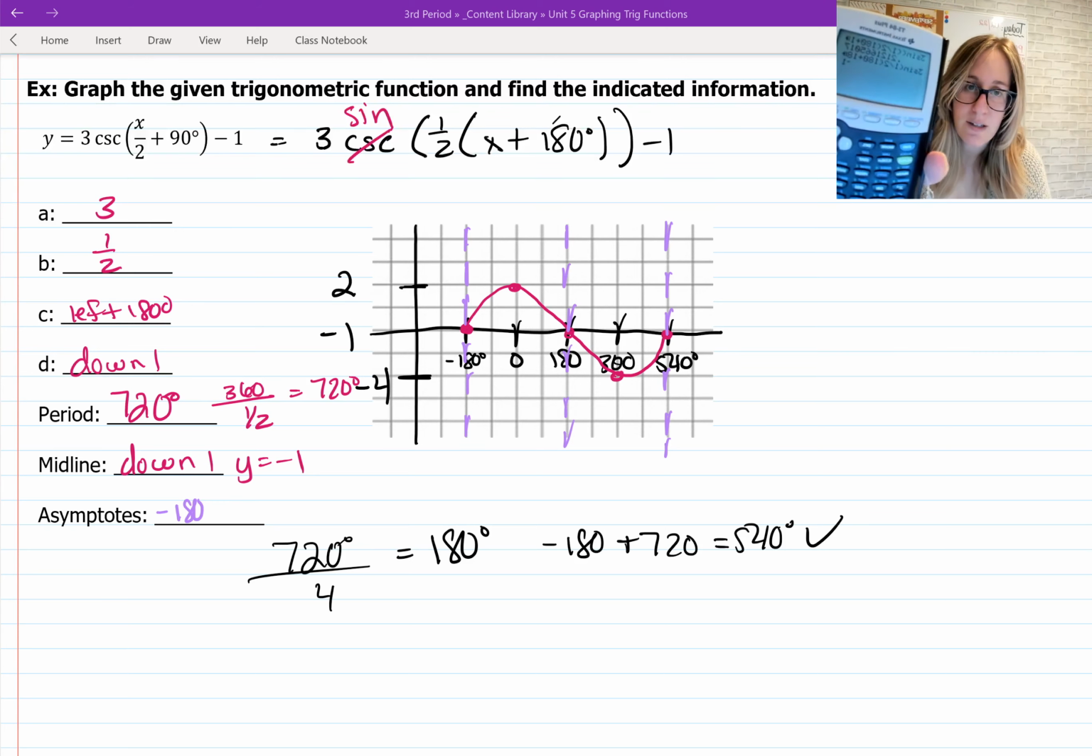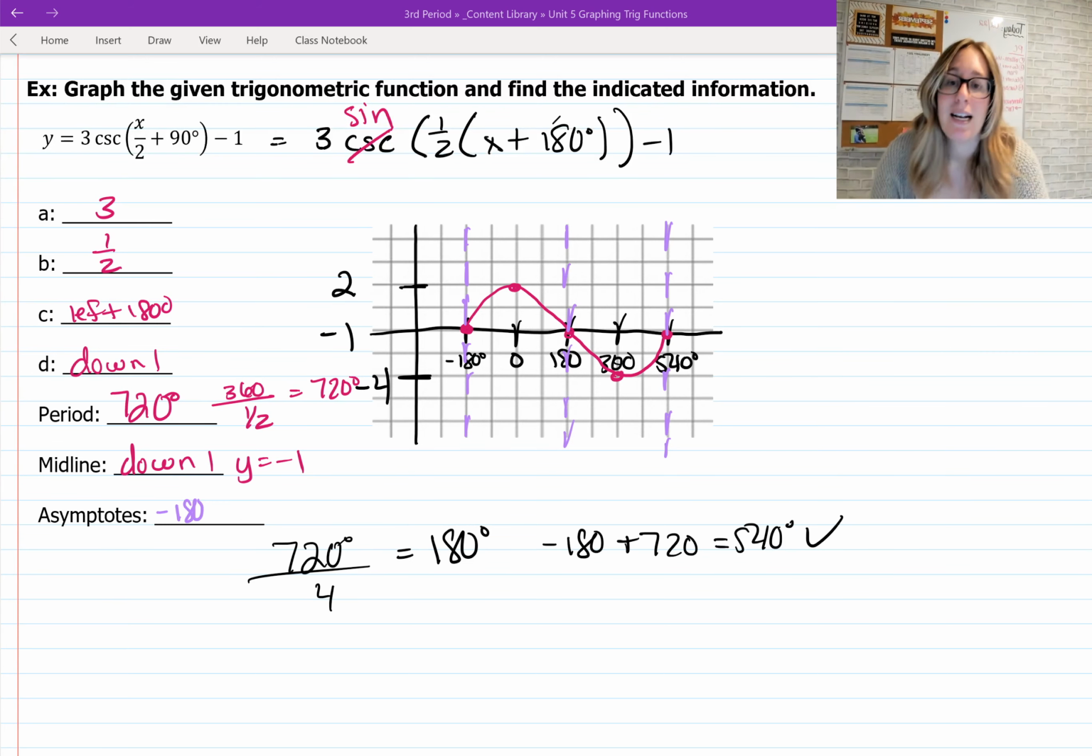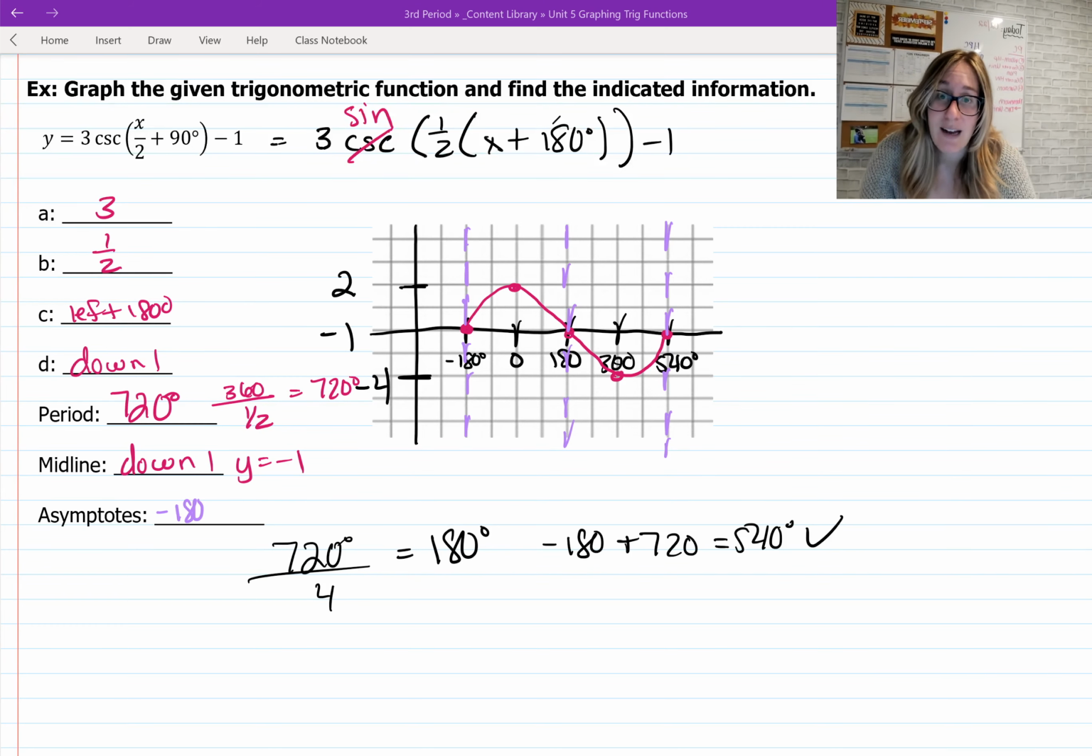Sorry, the first one I did in radians, so that's why it gave me a decimal. So I typed it in, I substituted in positive 180 for x, and it got me negative 1, which is my midline, which is what I got here. And then remember, since cosecant is the reciprocal, if it's 0 for sine, then we know that it's going to be undefined, or an asymptote, for cosecant.